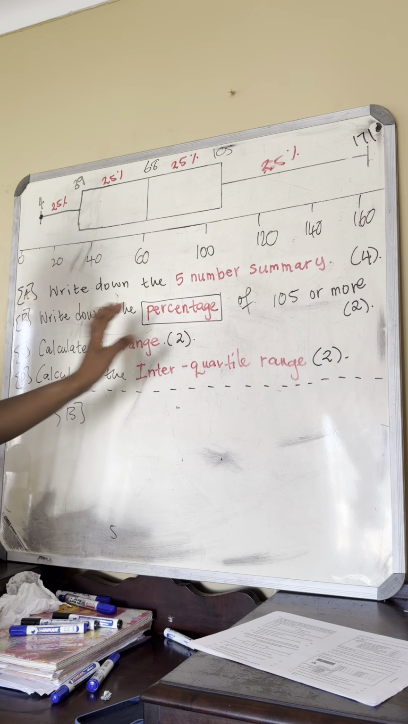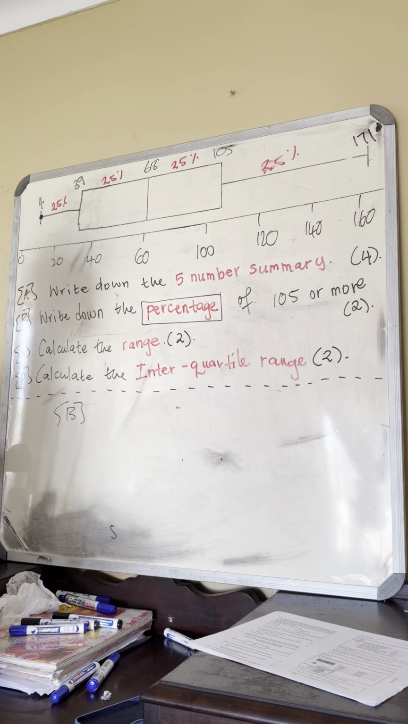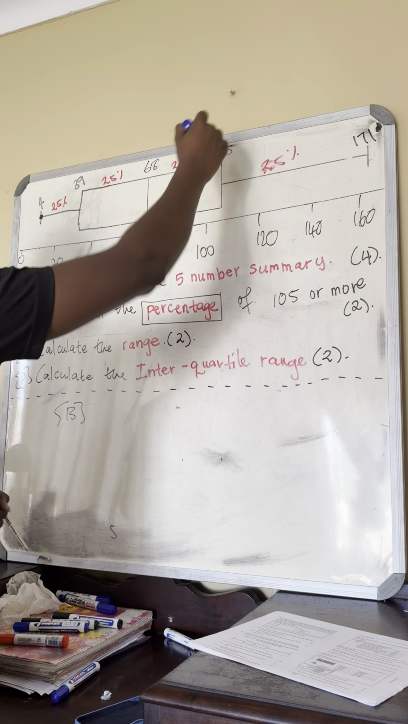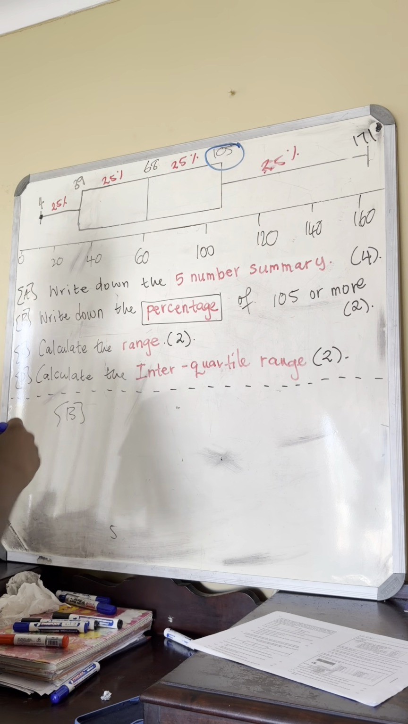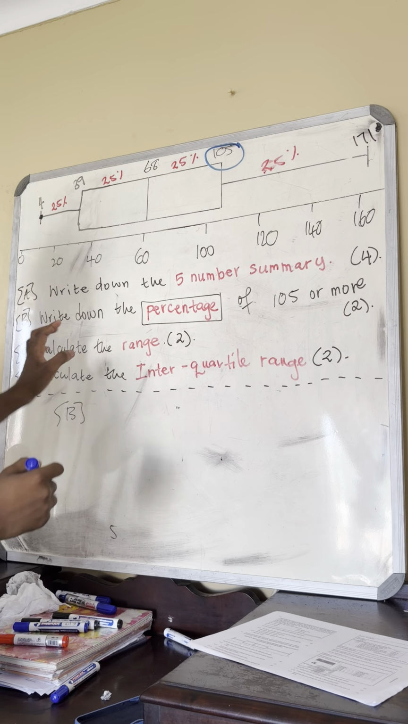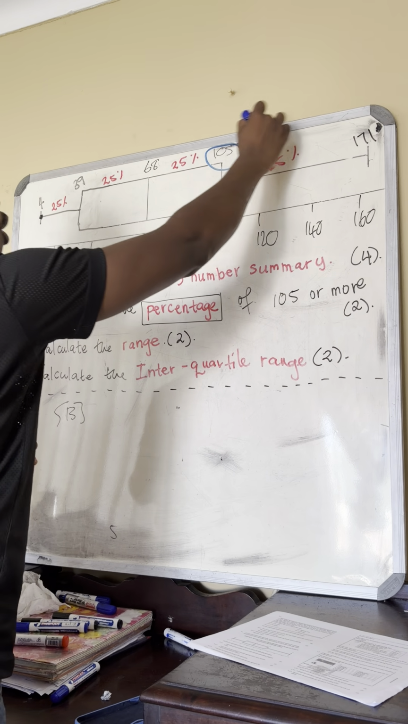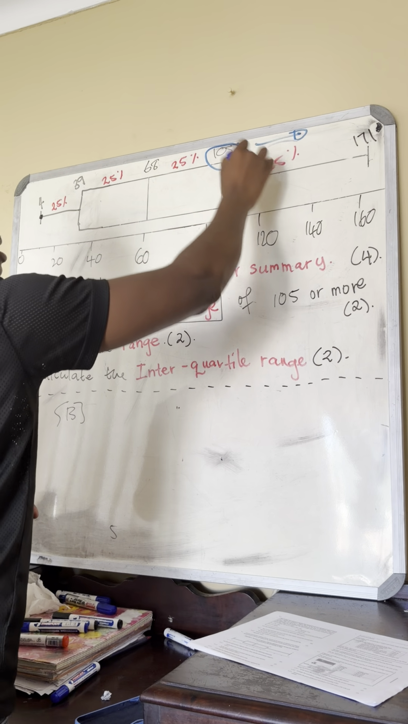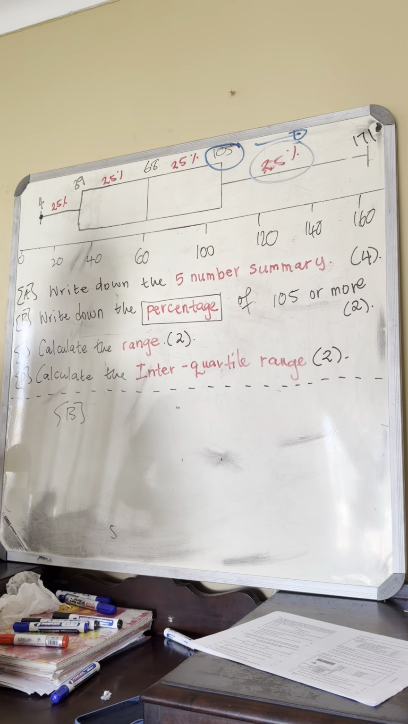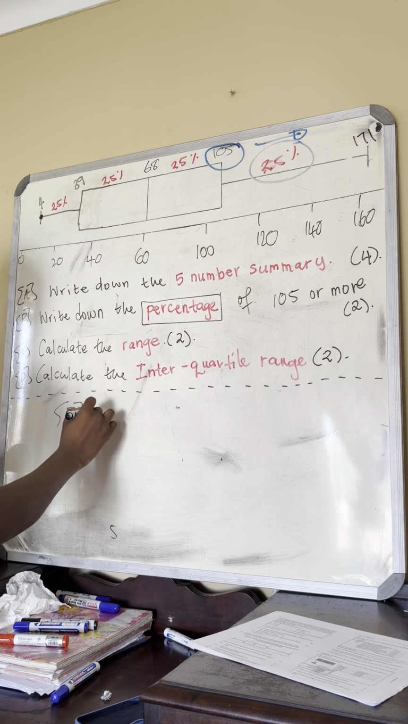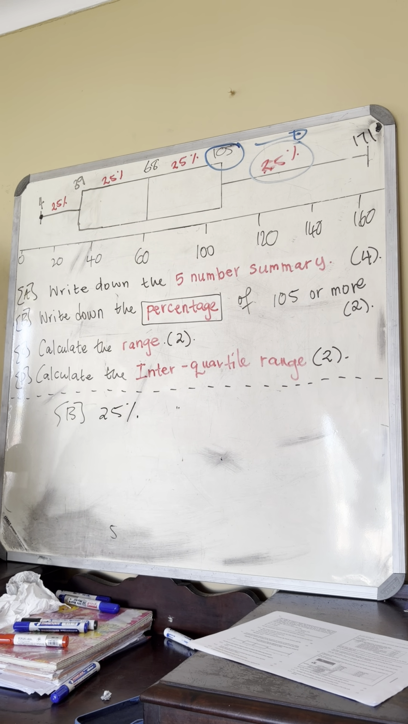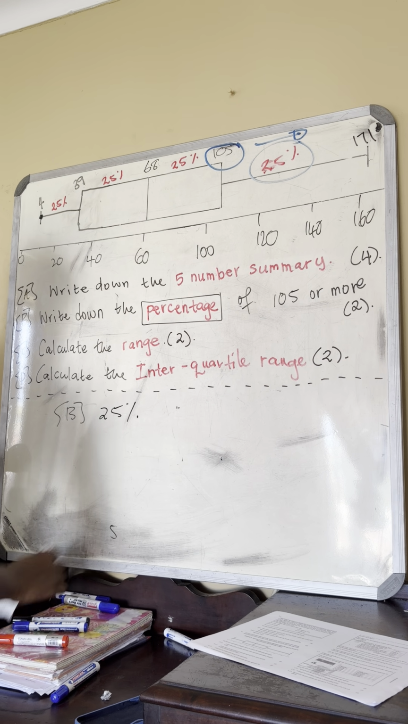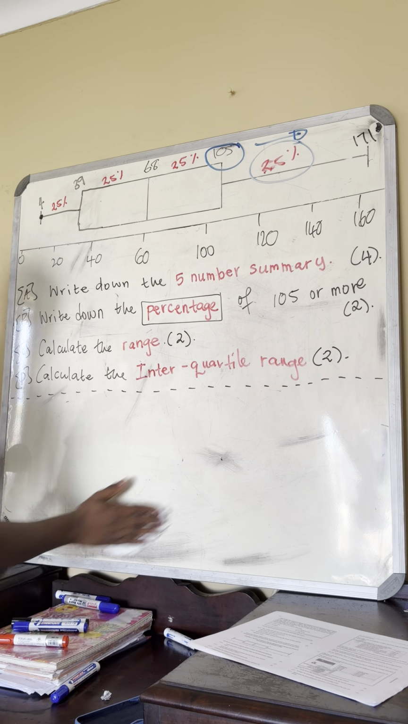Now, they want the percentage of 105 or more. Up from 105, so this is 105. Now, or more. So we want the percentage of 105 or more. Now that becomes 25%. So actually, answer B would be 25%, right? Just let me know in the comments if you didn't understand that.